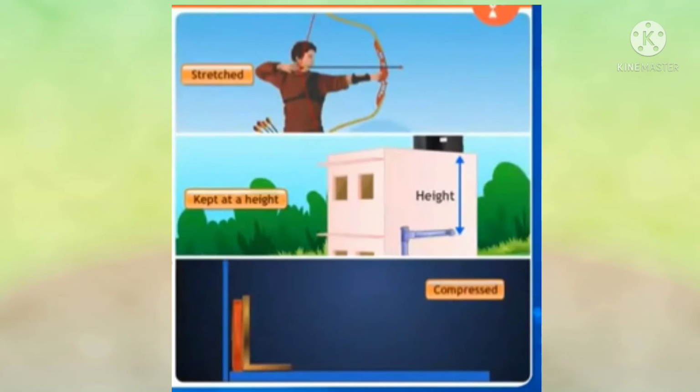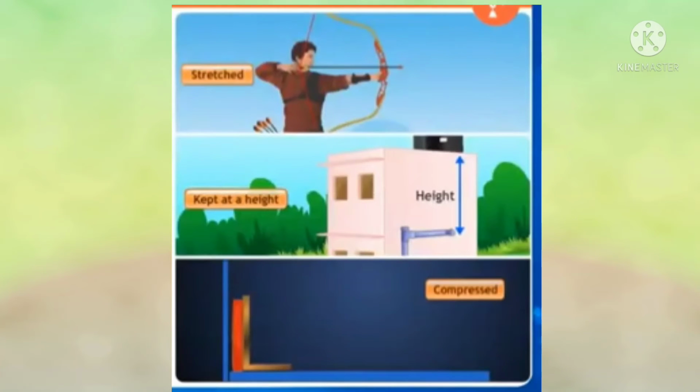Children, where did the energy required to cause the motion of the object come from? The energy required to cause the motion of the object comes from the energy stored in the system. That is the potential energy of the system. Understood? Good.